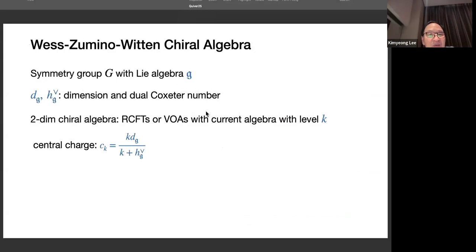Right, first a general model, as a brief review. We have some Lie algebras or Lie groups, and then we have the dimension and the dual Coxeter number. Then we have the 2D chiral algebra, which one can build up from the free generated models. From a mathematical perspective, these are VOAs with current algebras at level K, where K goes 1, 2, 3, 4, and so on. The central charge is given by K times the dimension of the group divided by K plus the dual Coxeter number. That's what we'll use mainly.